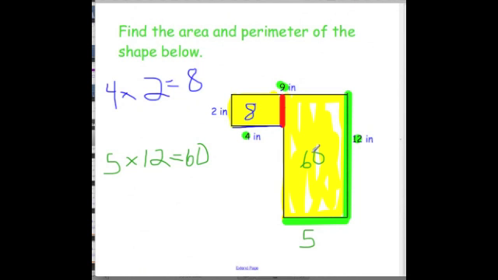Now all we have to do is add them together. So we take 60 plus 8 gives us an answer of 68 inches squared.